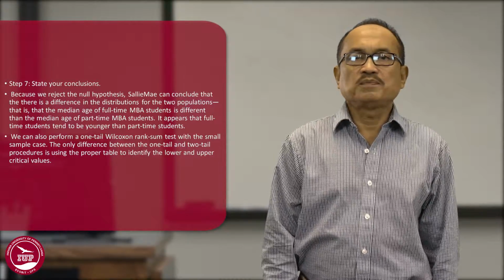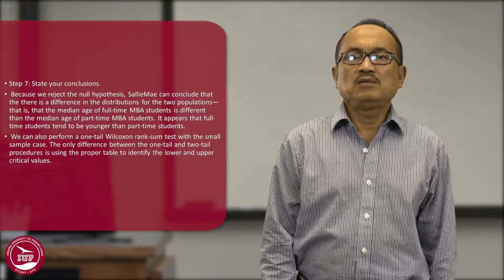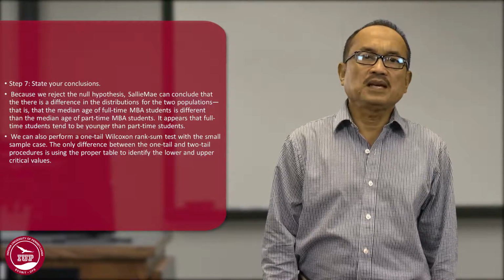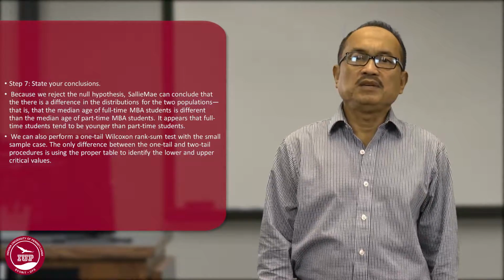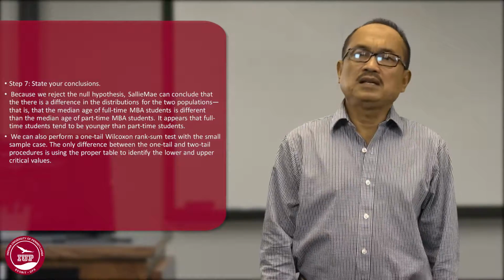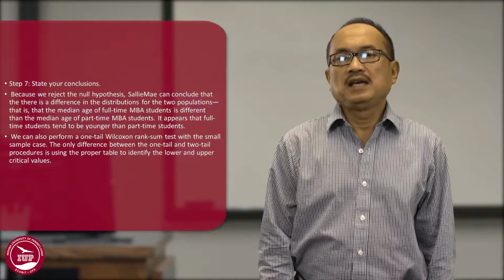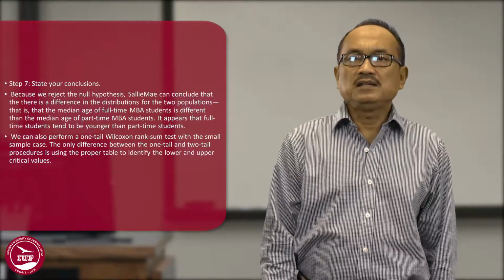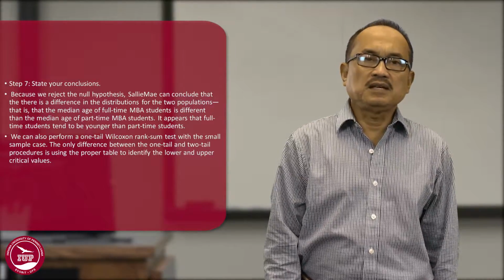We can also perform a one-tailed Wilcoxon rank sum test with the small sample case. The only difference between the one-tail and two-tail procedure is using the proper table to identify the lower and upper critical values.